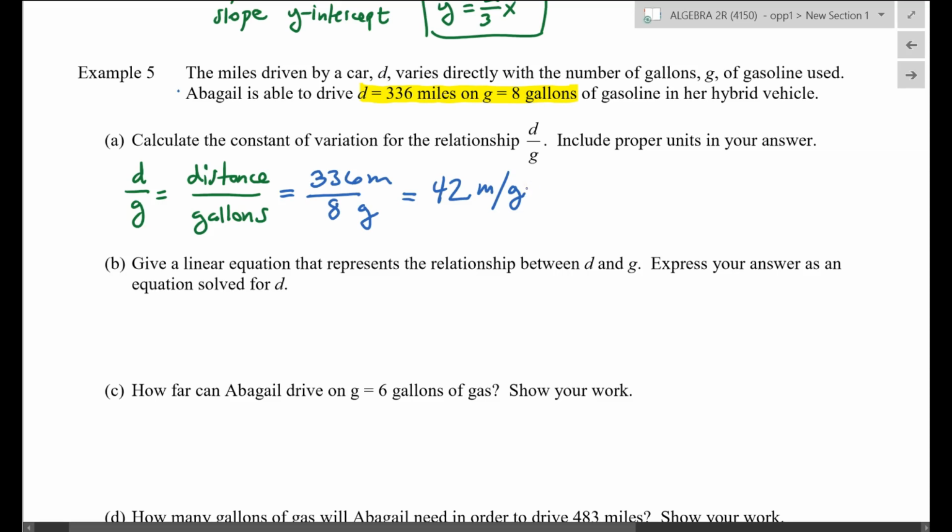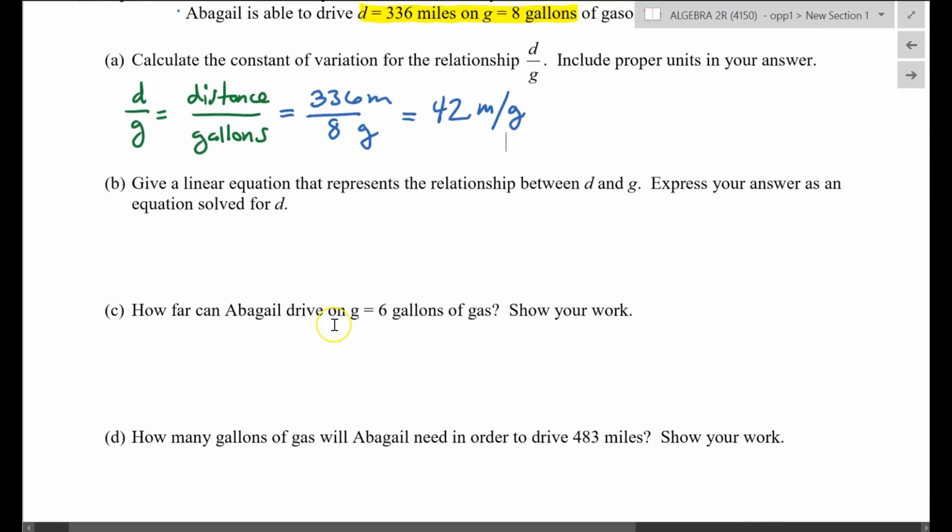Now, in this case, the slope is something that we've heard of: miles per gallon. So there's an application. Give a linear equation that represents the relationship between D and G and express your answer as an equation solved for D. What? Give a linear, huh?